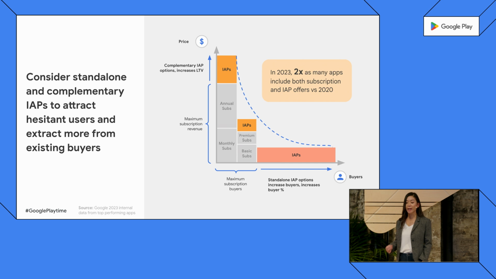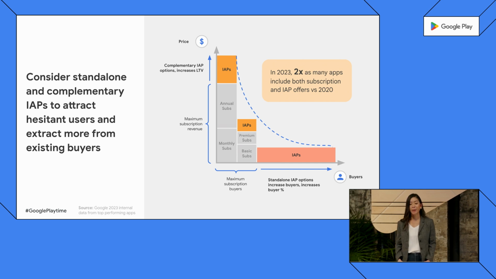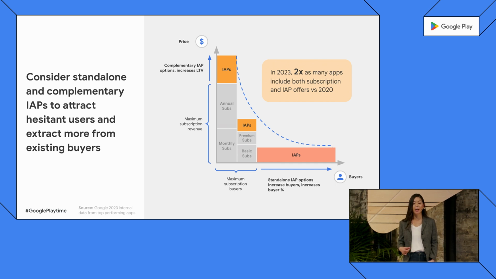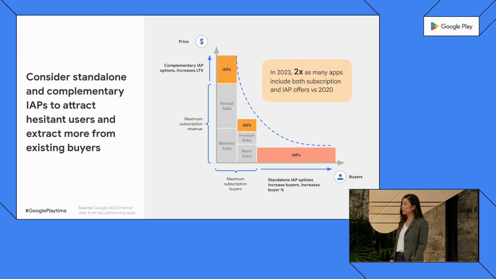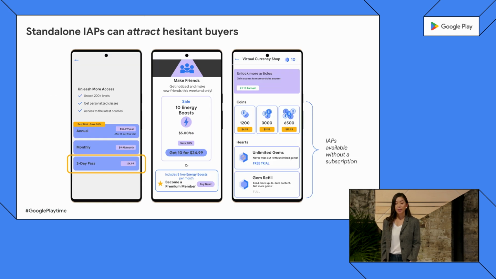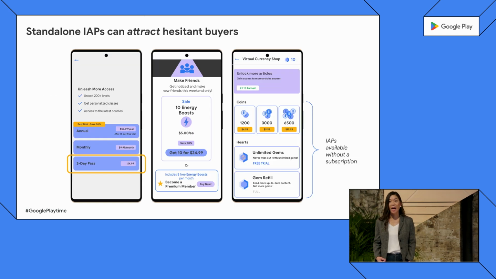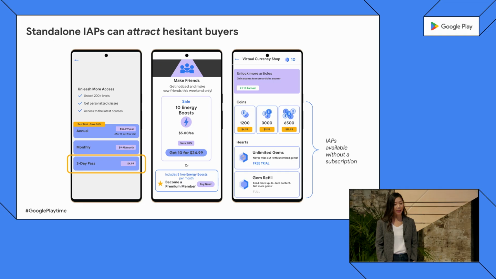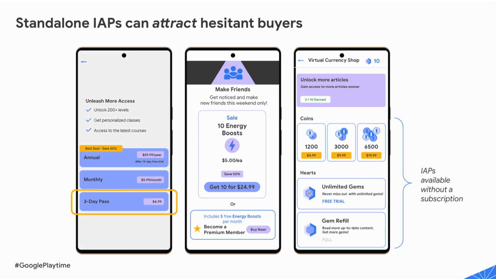This is a good opportunity to extract hesitant buyers, and maybe even extract more from existing buyers, by introducing standalone and complementary IAPs. In 2023, we're seeing 2 times as many apps support hybrid models than we did in 2020. Here are some mock examples of how we see standalone IAPs implemented to attract hesitant buyers.